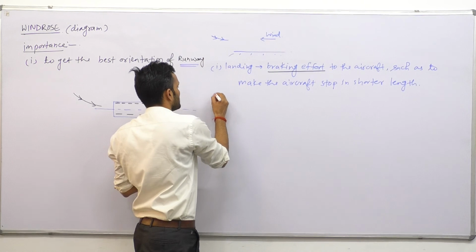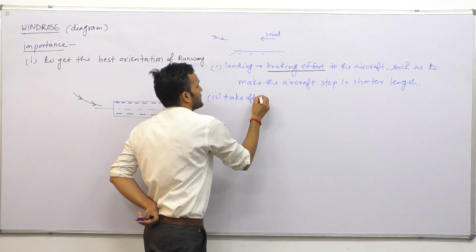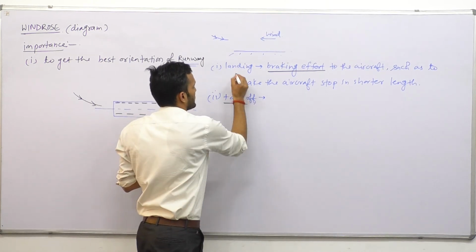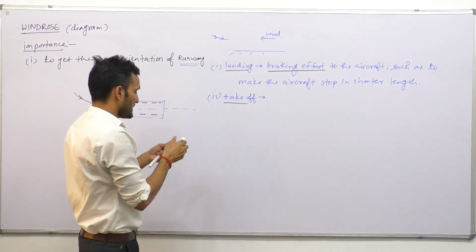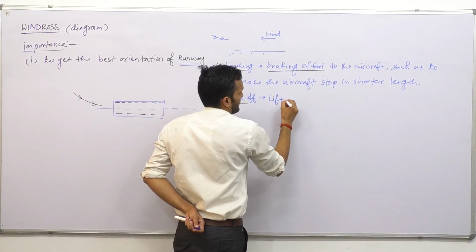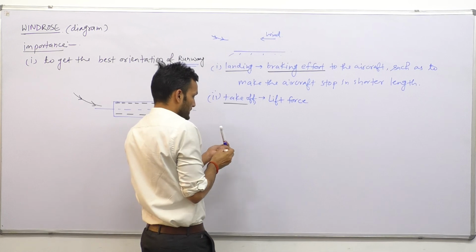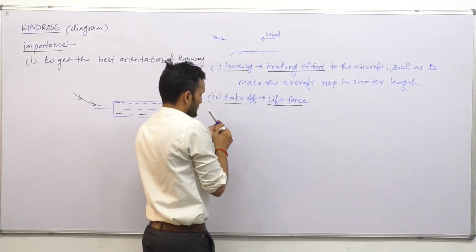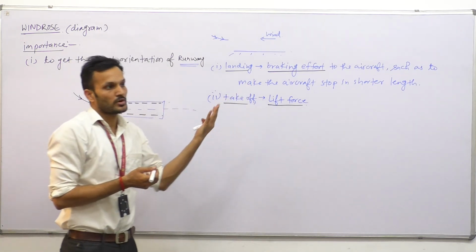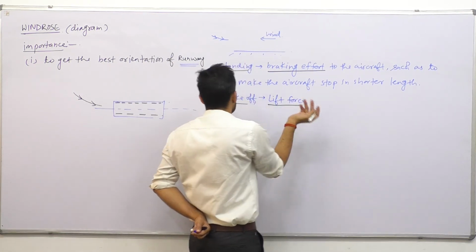The second point is the scenario when the aircraft is in takeoff condition. When the aircraft is going to take off, in that case the wind will provide an extra lift-off effort. An extra lift force will be provided by the transverse component of the wind, such as to make that aircraft take off in a shorter distance.